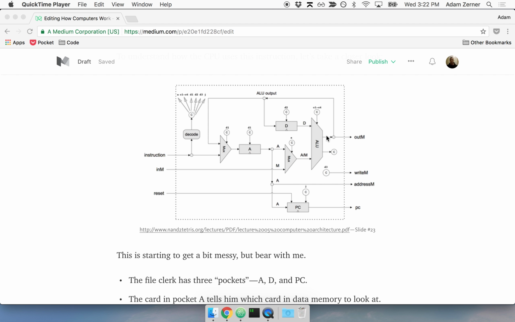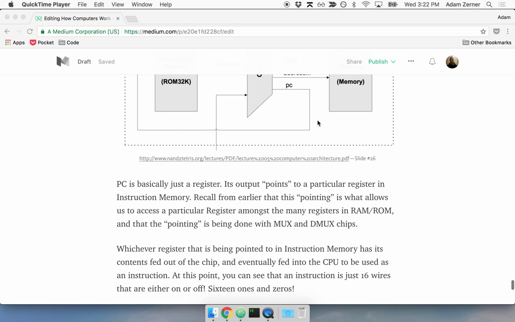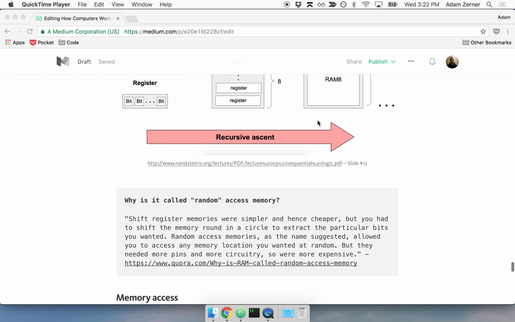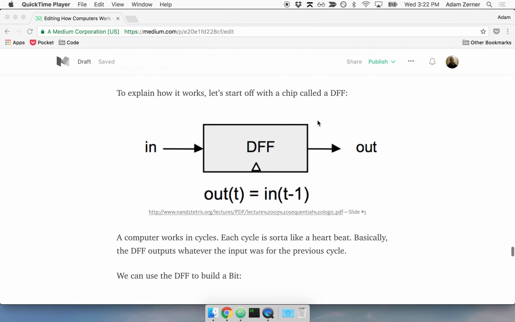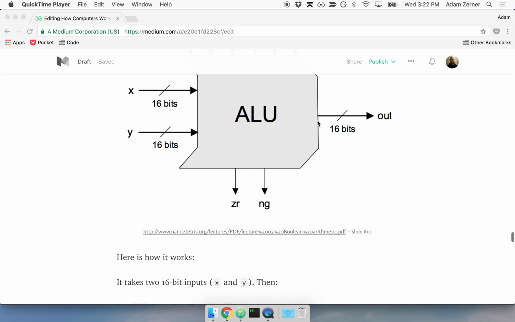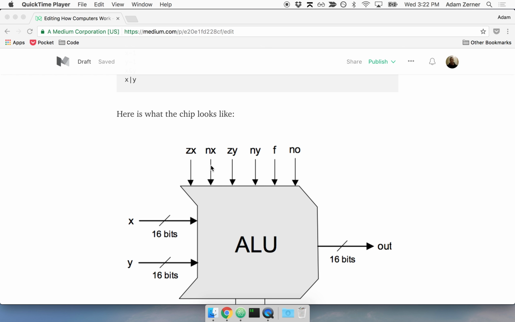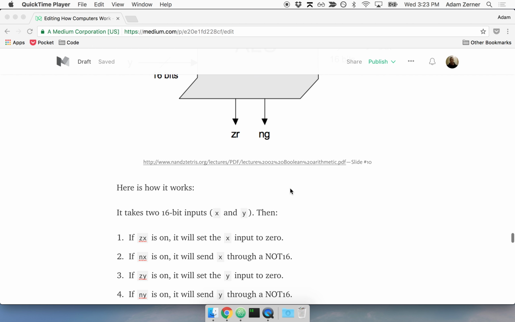The second thing the instruction is used for, which may be the most important, is to decide what computation to perform. So you can see that the instruction gets broken down into, one of the components is C1 through C6, and that gets fed into the ALU. And if we go back up to the ALU diagram, we can see that those 6 wires are going to tell the ALU what to do. So these 6 wires over here, that's C1 through C6, that's going to tell the ALU what to do.